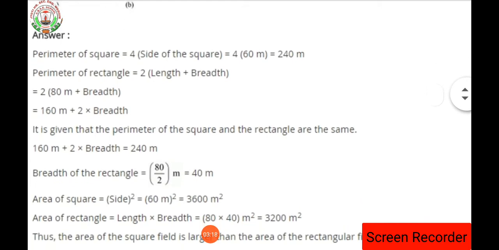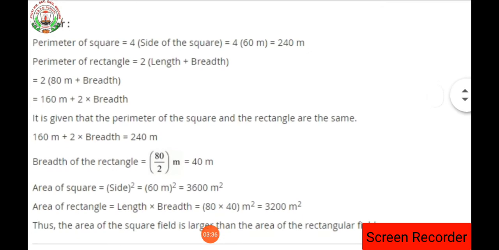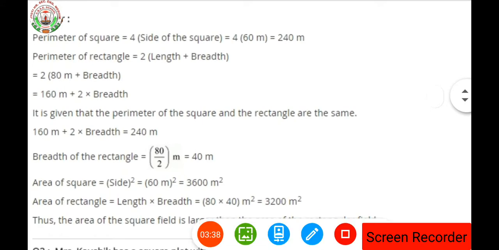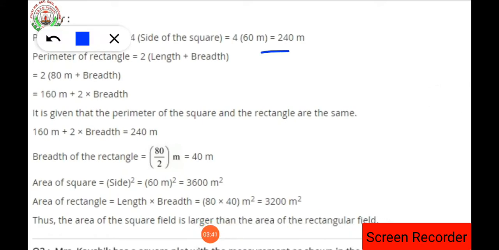So have you understood the solution? First, with the help of the perimeter of the square, we find the perimeter of the rectangle. Since according to the question the perimeter of a square is equal to the perimeter of a rectangle, we found the perimeter of the square as 240. With that, we find the breadth of the rectangle, since the condition is that the perimeter of the square equals the perimeter of the rectangle.